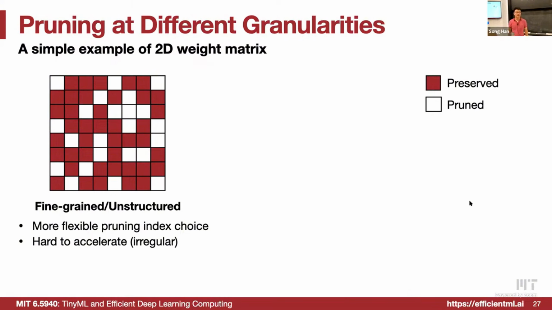But the drawback, what is the drawback here? It's hard to accelerate, right? For GPUs, different threads prefer to do the work in lockstep manner. Everything wants to be parallelized, do the same thing, no branching, right? But there's a lot of irregularity, which is not hardware friendly. What is the advantage here? You have the most flexibility. You can prune any weight you want. So the pruning ratio is the highest using such fine-grained pruning.